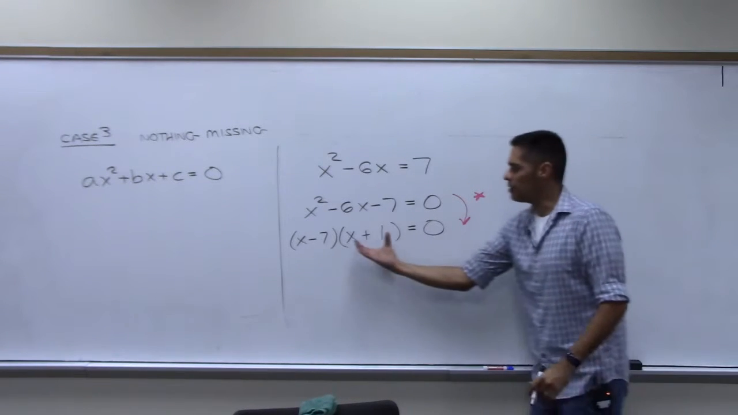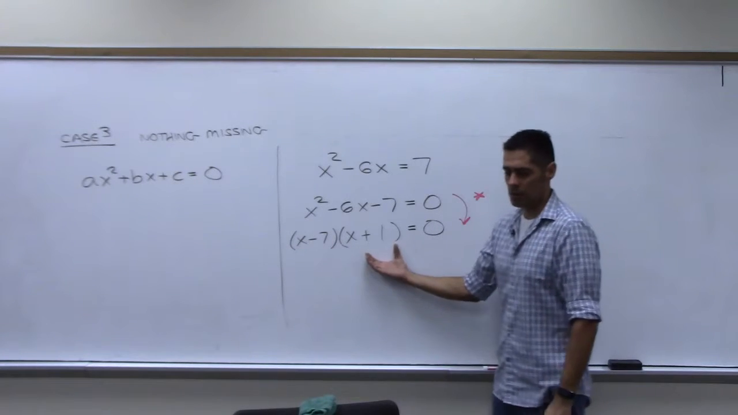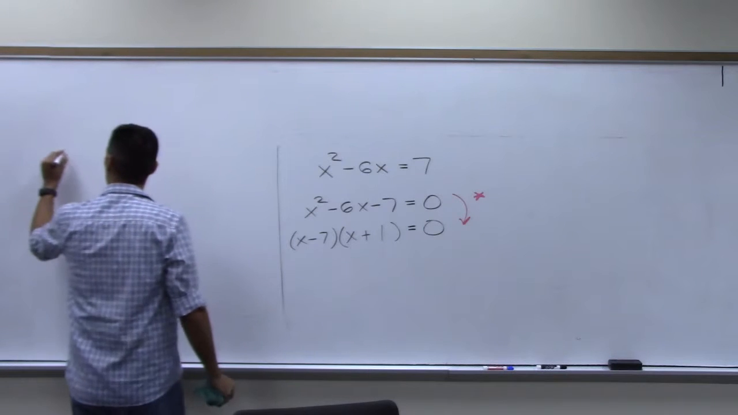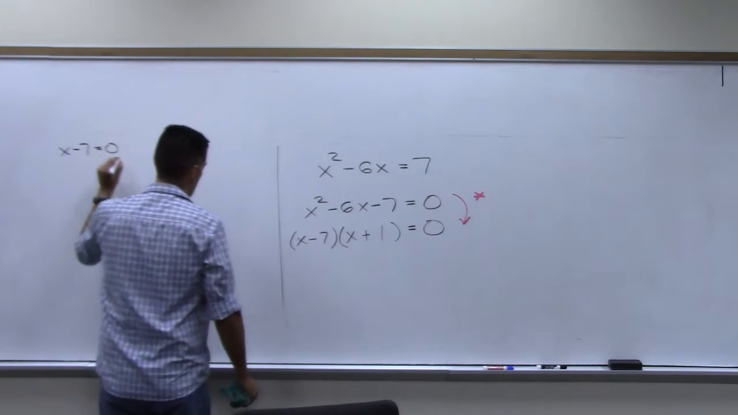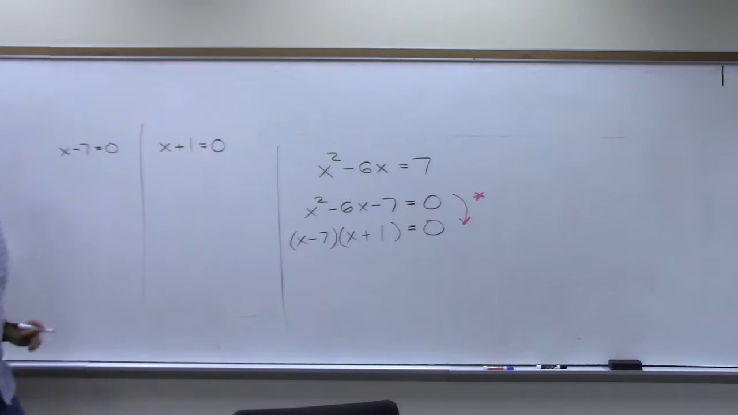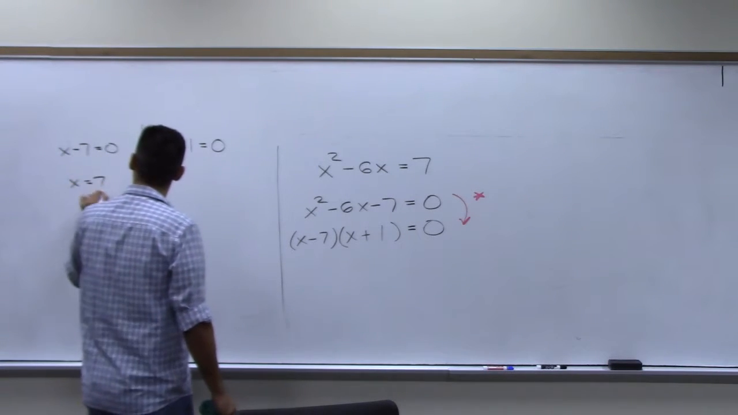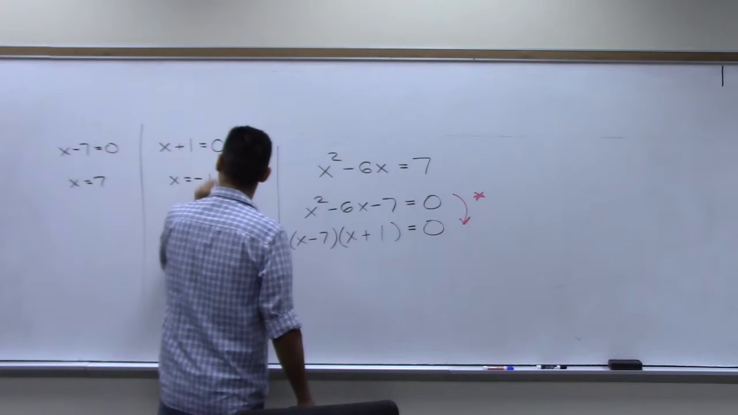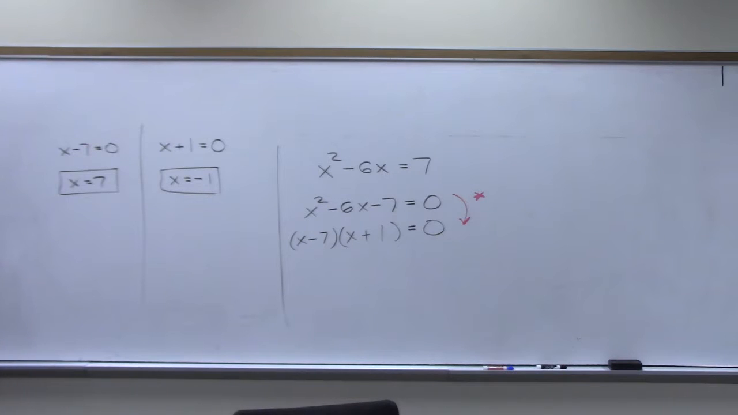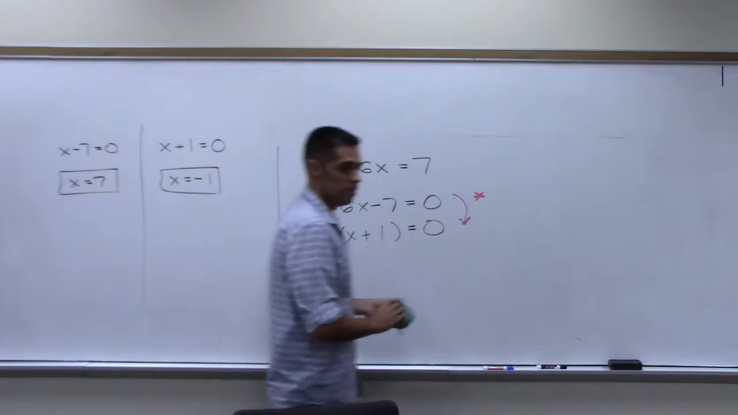Now I have 2 factors, right? Set each of them equal to 0. And you should get 2 answers here. They are x equals 7 and x is negative 1. Questions?